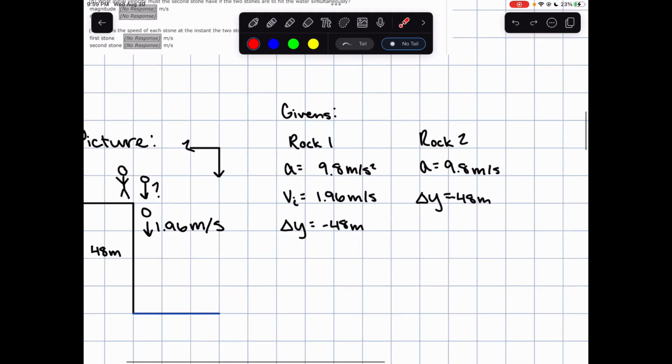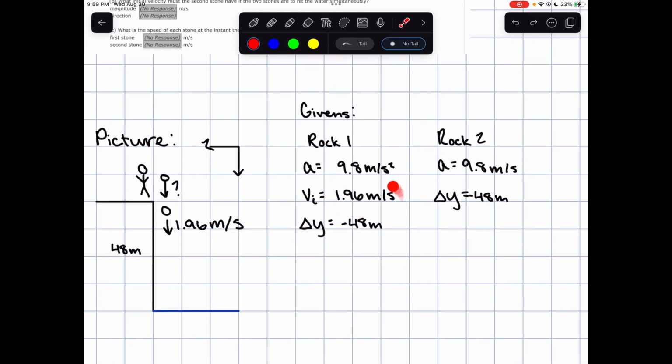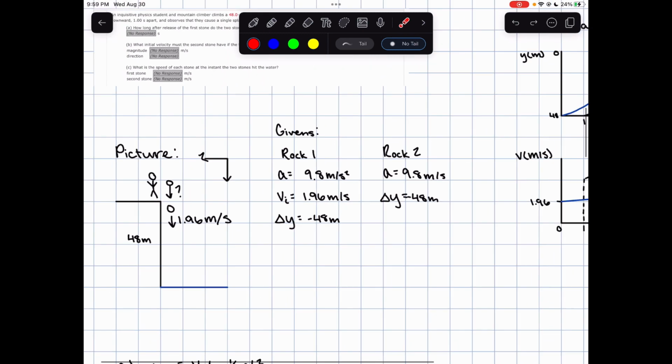Next up, we label our givens for rock 1 and rock 2. Now, the only difference between rock 1 and rock 2 is the initial speed, but we'll get into that in just 1 second. First of all, the accelerations will be the same because both the objects are in free fall, meaning air resistance is negligible and they have a constant acceleration of 9.8 meters per second squared. Their change in position is also the same because they're both falling from the same height, you could say. The only difference is the initial speed because we are only given the initial speed for rock 1 and we're not given any speed for rock 2.